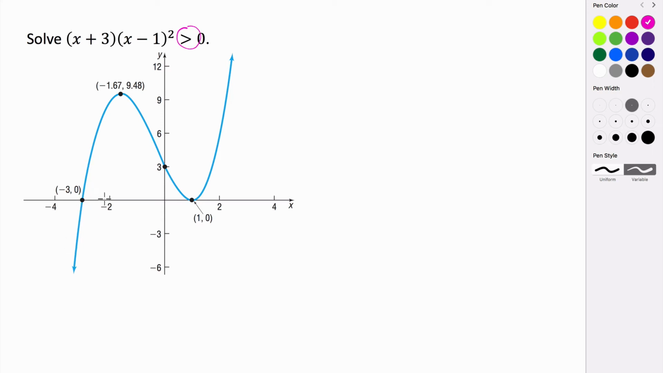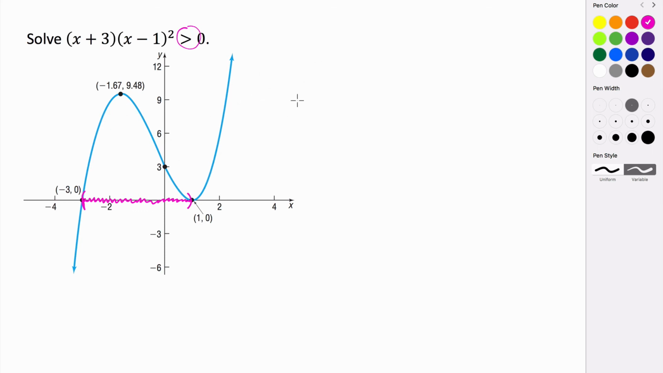If we look at values to the right of -3, we see that our graph starts to go above the x-axis and is therefore positive. At -3, our graph is equal to 0, so we can't include it, so we use parentheses there. And we see that it's above the x-axis all the way until we hit the other x-intercept at 1. So again, at 1, it's equal to 0, so we have to use parentheses. We can't use brackets. So for all of our x values in between -3 and 1, any of those values in that interval are going to give us a y value that's positive.